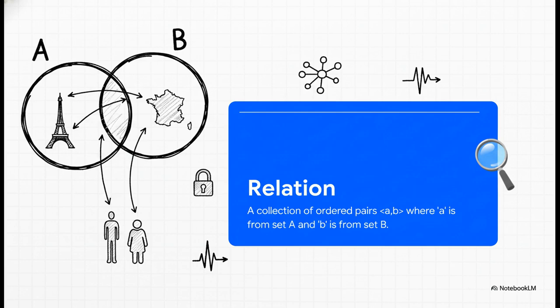By collecting very specific ordered pairs, we can define any link or any connection between things. For instance, the relation "is the capital of" would include the ordered pair (Paris, France). The relation "is taller than" could include (Shaq, Kevin Hart). See? We're starting to build real meaning.